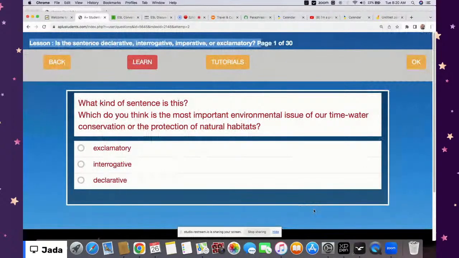If you know the answer, you just write on the chat and then we can talk about it. So let's see. Do we have an answer for this one yet? Interrogative, declarative, and exclamatory. No, it has a question mark after. So which one usually has a question mark? Is it the exclamatory, interrogative, or declarative? The one with the question mark.